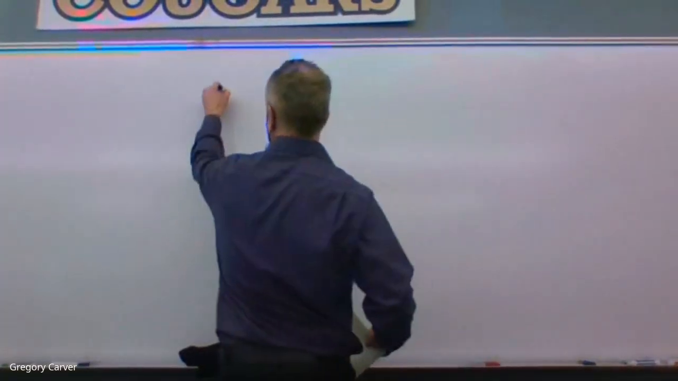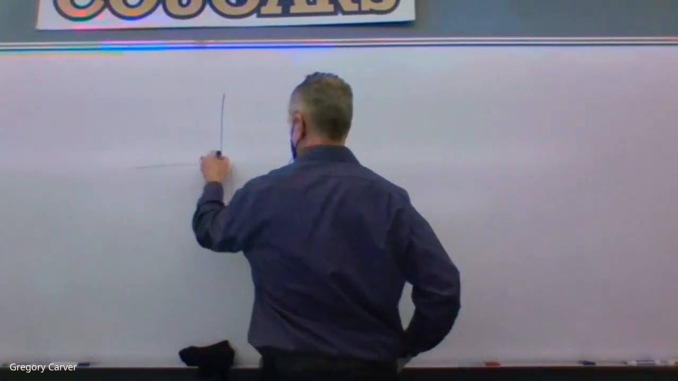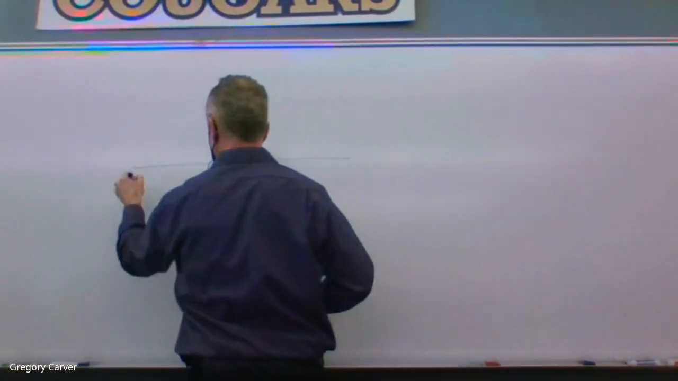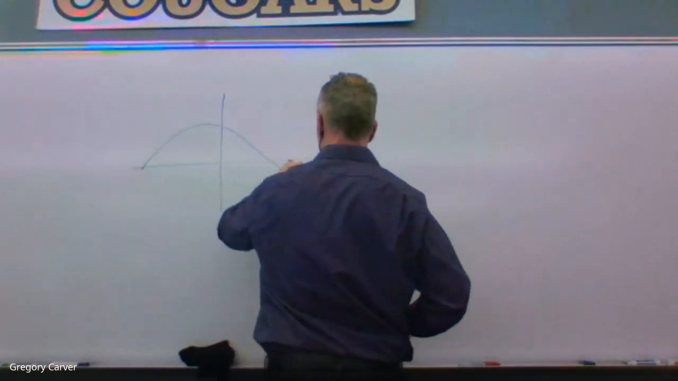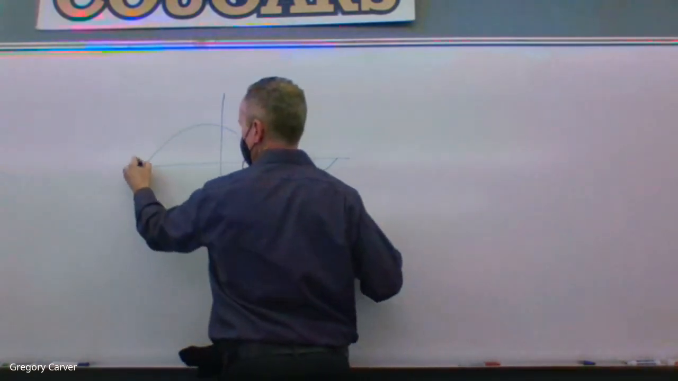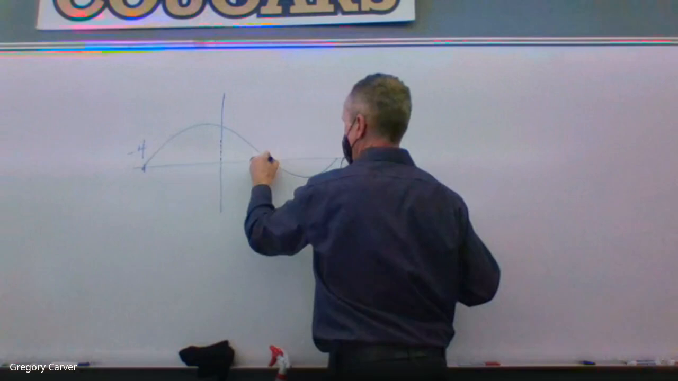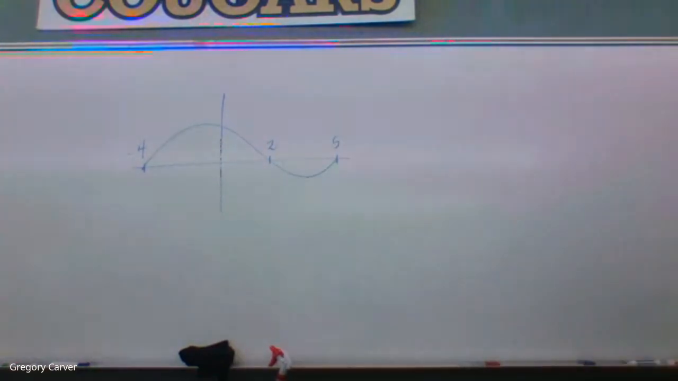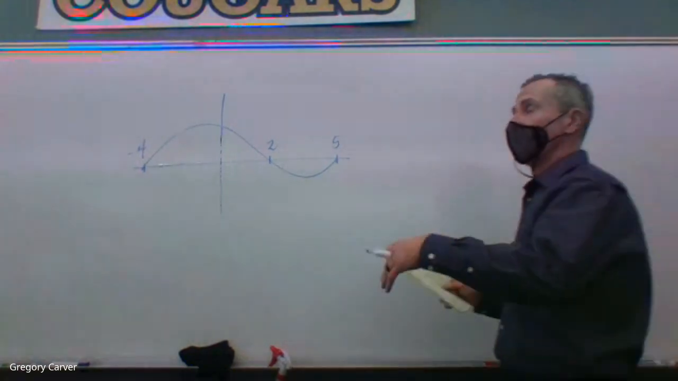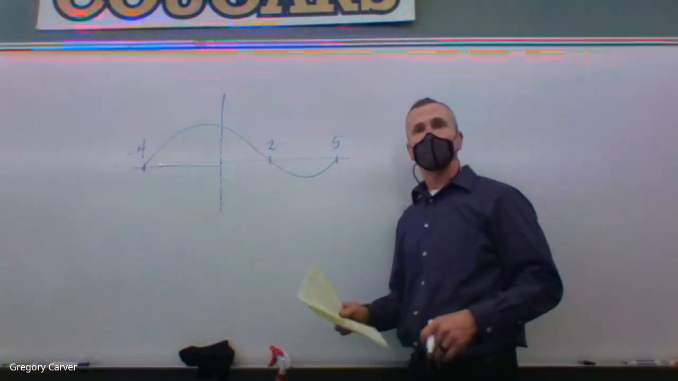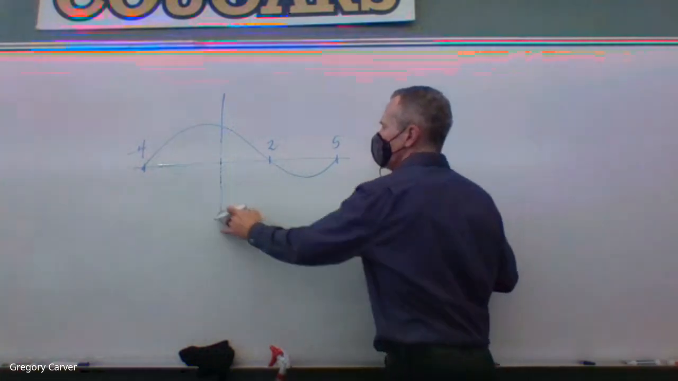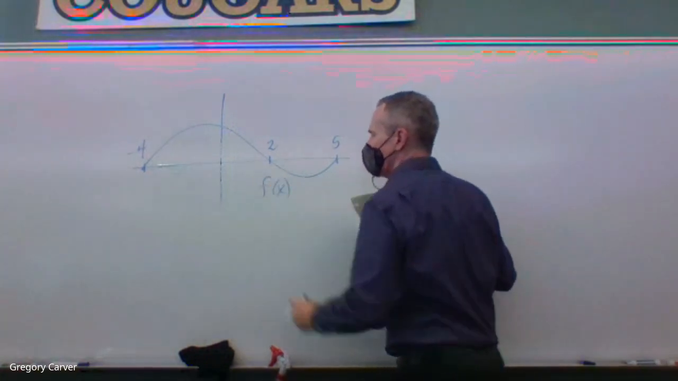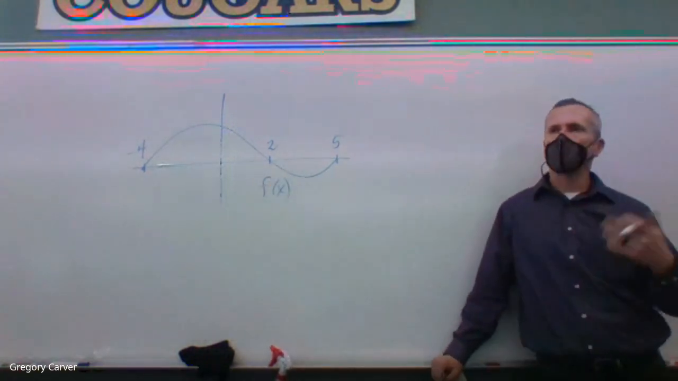So let's say that I've got this picture here. And it's like this. Let's call this -4, -2, and we'll call that 5. Not to scale, right? And what I'm looking for is the area between the curve and the x-axis, right? We'll call this f of x. So check this out.